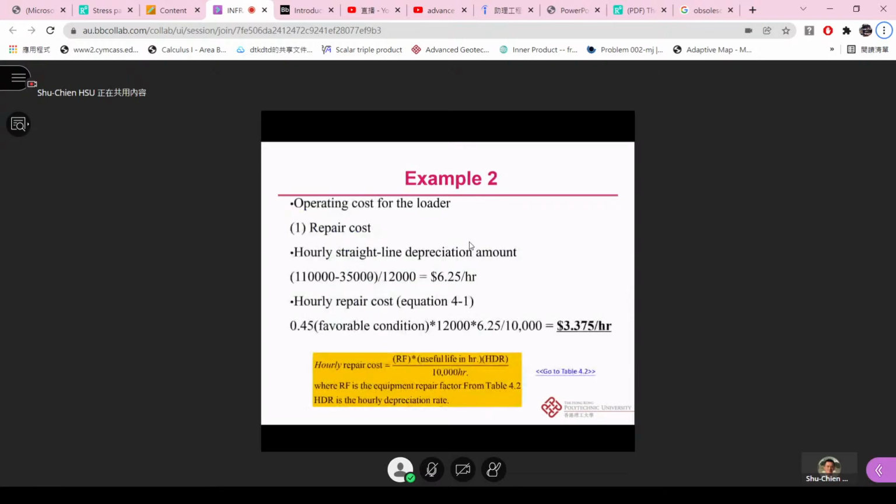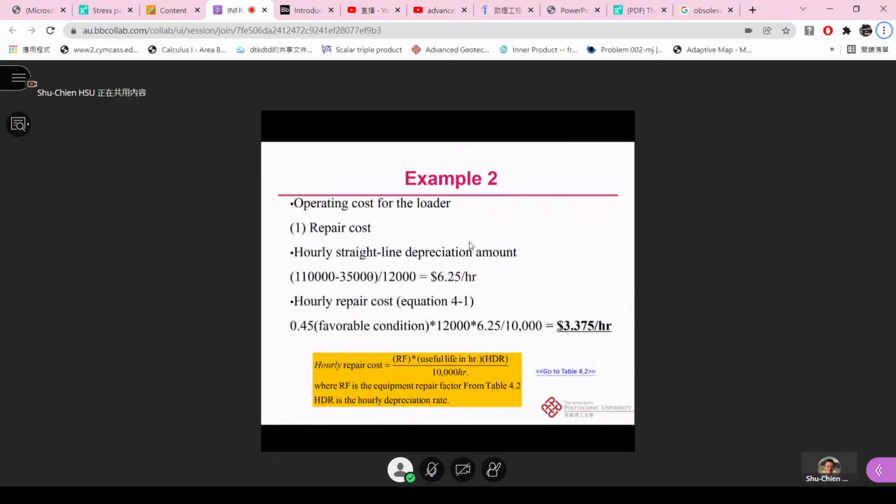Right. So this is the $11.21 per hour. So this is for the ownership cost. How about operating costs, right? So we will also talk about this one by one. Like, so we have the repair cost first.